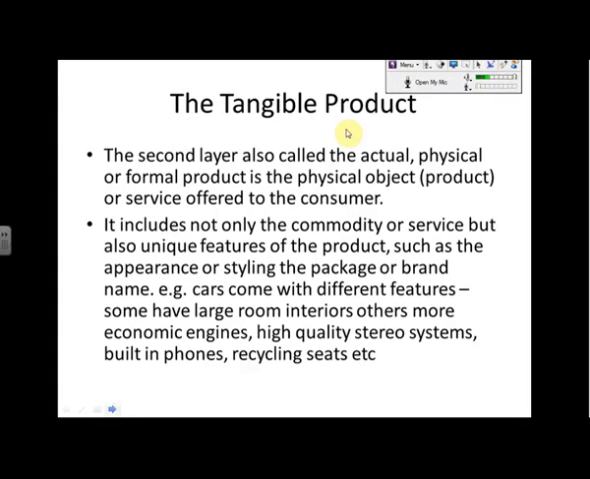For example, cars come with different features. Some have large room interiors, others more economic small engines, some high quality stereo systems, some with built-in phones, and some reclining seats. So these are all special commodities or services that are included.